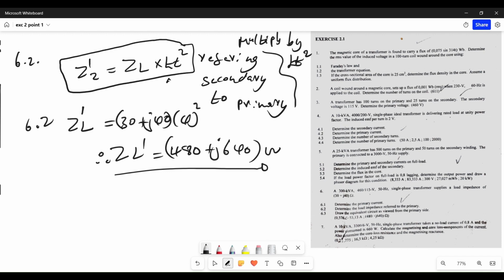So that's our referred load impedance. Okay, it is referred. So that's 6.3. For 6.3, draw the equivalent circuit as viewed from the primary side.